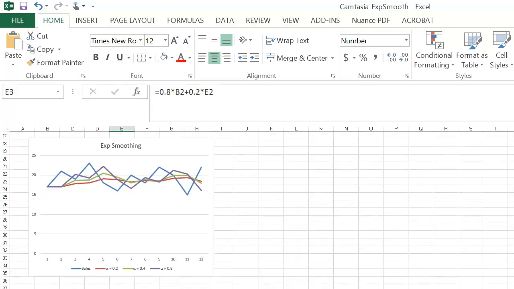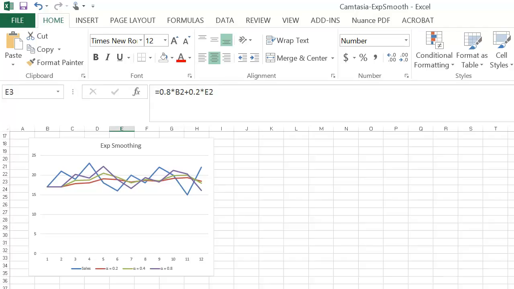Now, if you look at the graphs over here, the blue line is the actual value of sales. The brown line is with alpha equal to 0.2, and the violet line is for alpha equal to 0.8. And you can observe that the violet line swings around much more and reacts much more rapidly to the actual value of sales compared to the brown line. The brown line is much more damp, as you would expect.